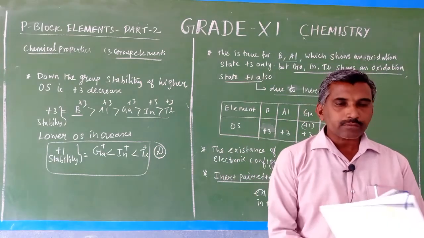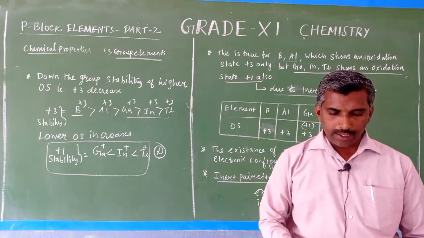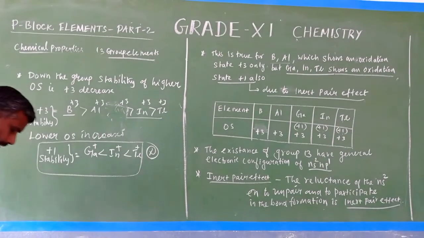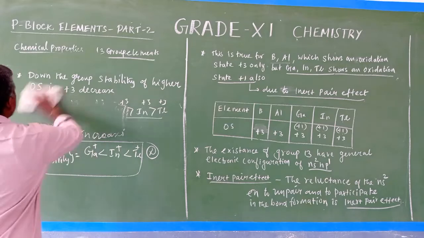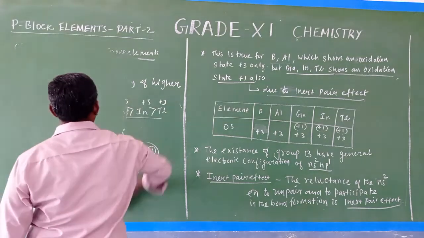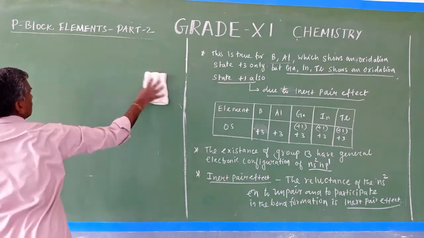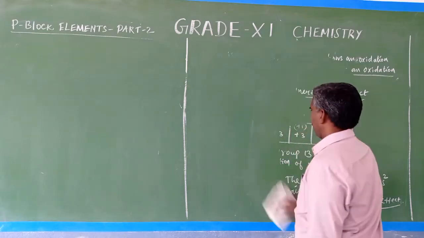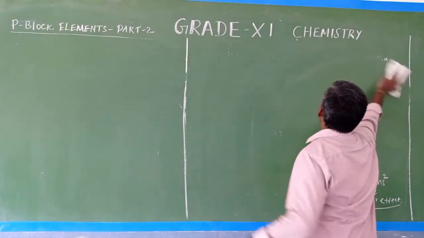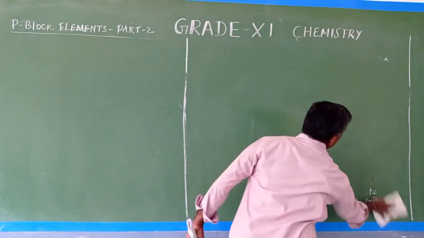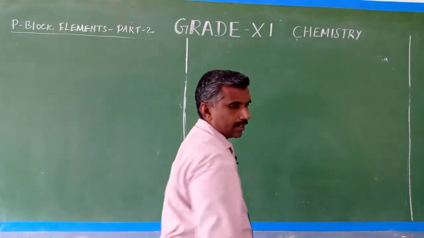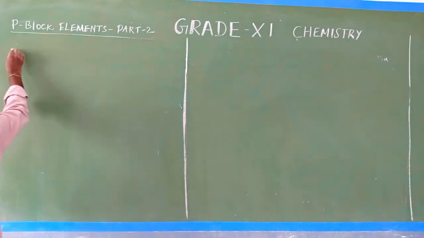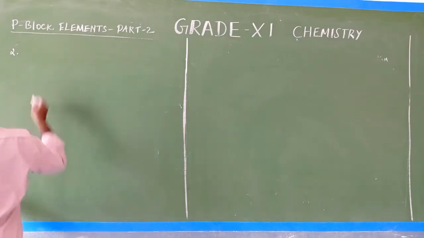Next, second chemical property: reactivity towards air. How do group 13 elements react in air? Air contains oxygen and nitrogen. How do they react with oxygen? And the reaction with nitrogen. That is the second chemical property, reactivity towards air.